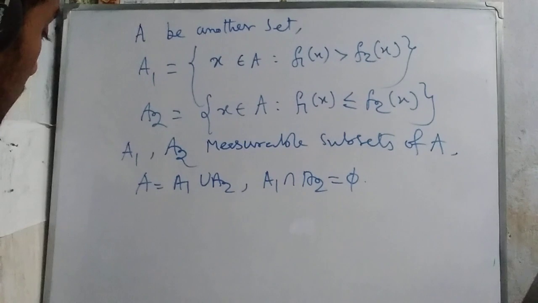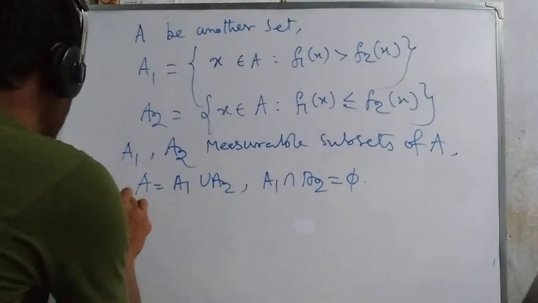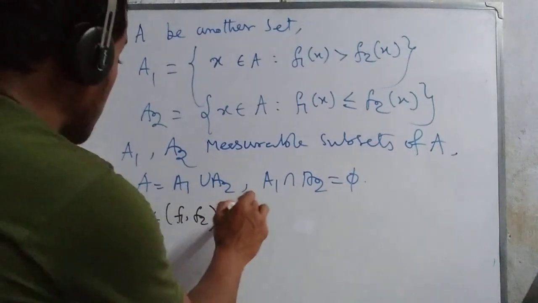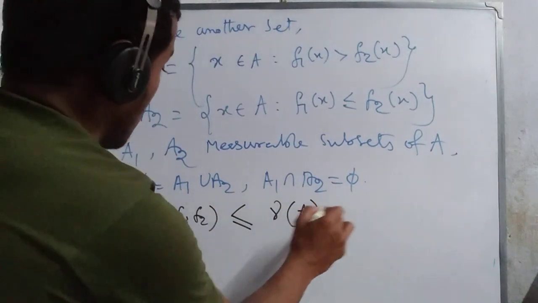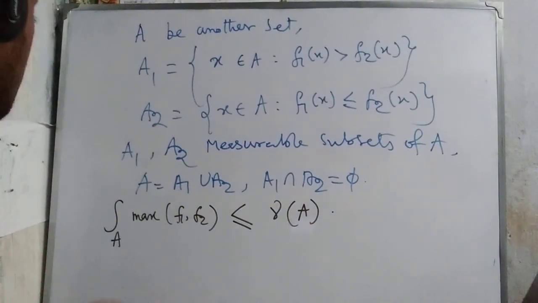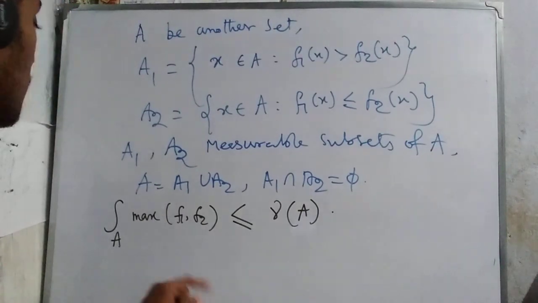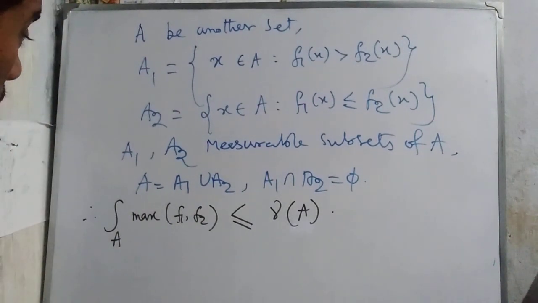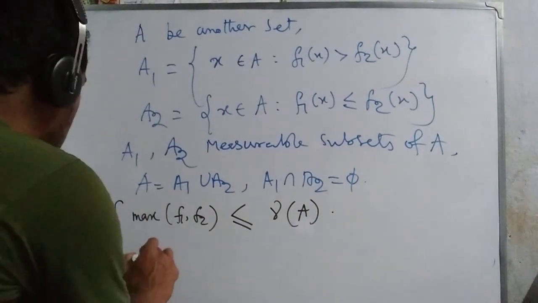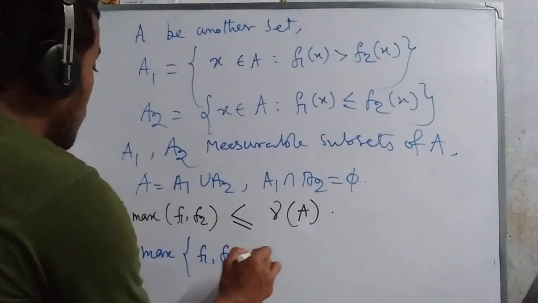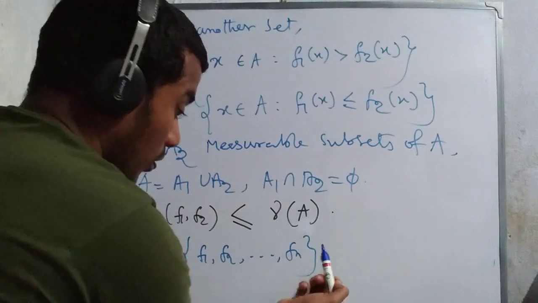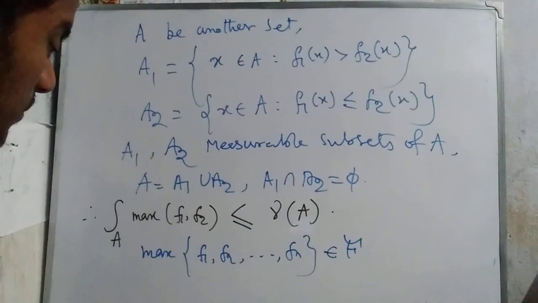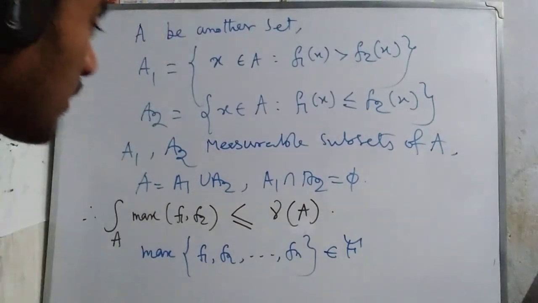Then we proceed further. We take the maximum of f1 and f2, and we see that its integral is less than or equal to gamma(A). This is easily done: over A1 and A2, gamma(A1) plus gamma(A2) is less than or equal to gamma(A), so we are done. Then we consider the maximum of f1, f2, up to fn. This belongs to F, which means its integral is less than or equal to gamma(A).